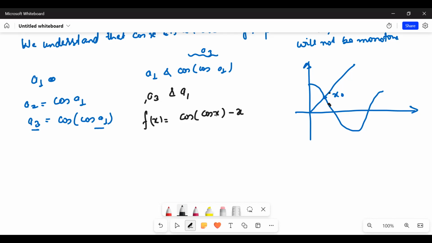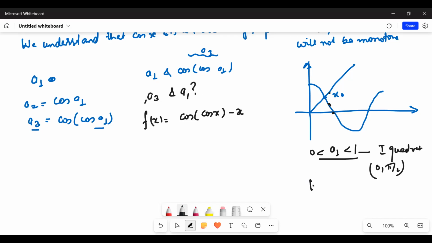Now, another thing is that we don't know the location of A1. Where is A1? It is clear that A1 lies between 0 and 1. It implies it lies in the first quadrant. First quadrant means what? It lies between 0 and pi by 2. So basically, it lies somewhere from here to here.